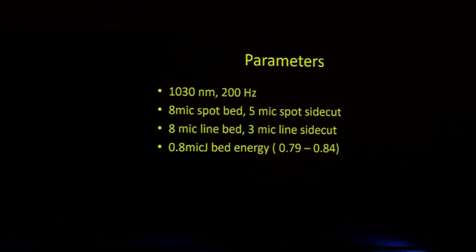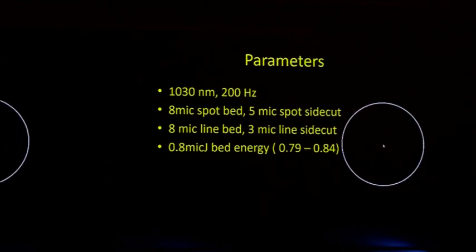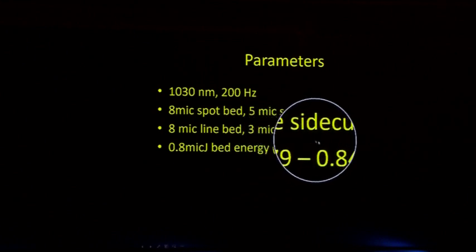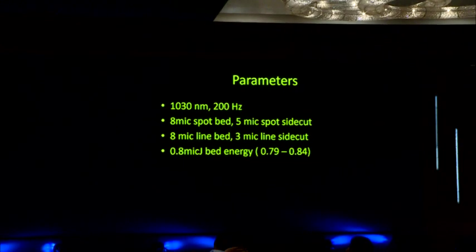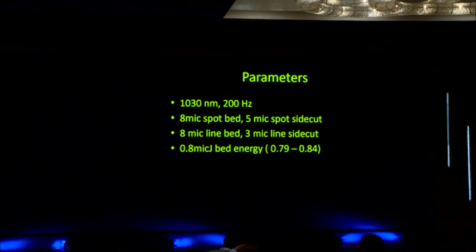So these are the parameters that we use for the flap. You have the bed with 8 micron spots and 8 micron line separation, and for the side cut, 5 micron spots with 3 micron line separation, and 8 micron energy, which can vary between 0.79 and 0.84 when actually measured. So now what are the other things that you can possibly do with the FS?